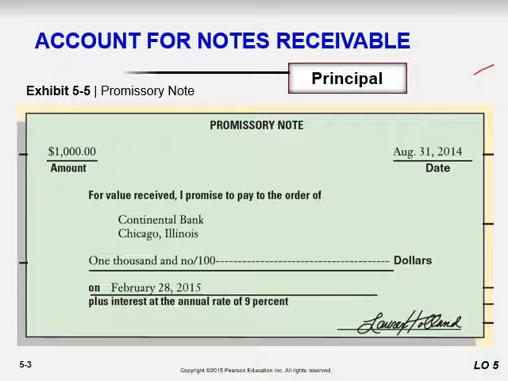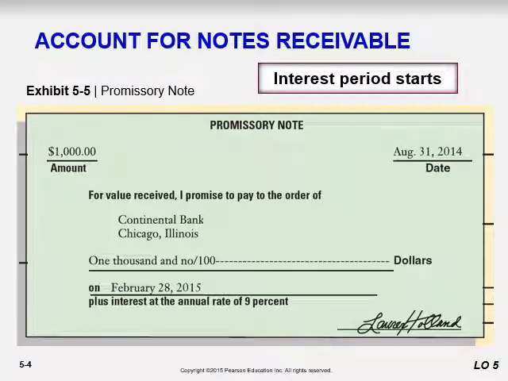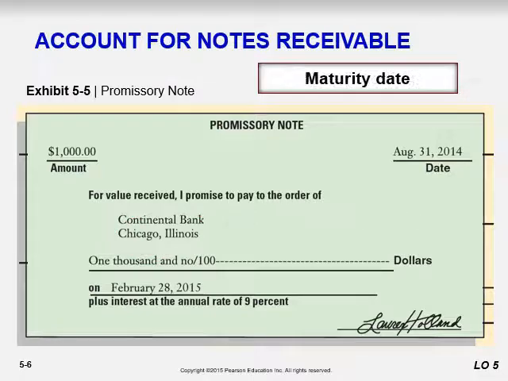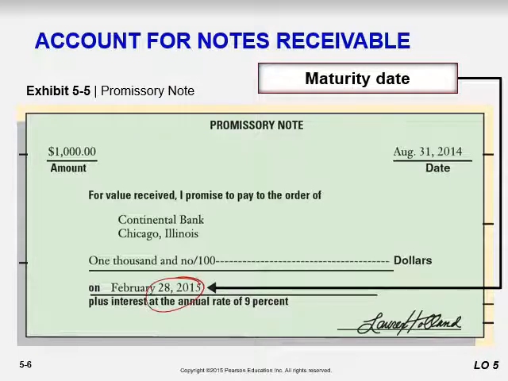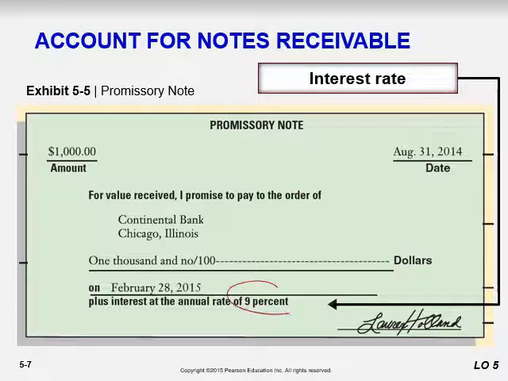So principal is the 1000, and the interest period starts from December 31st. The creditor or the payee is the Continental Bank from Chicago, and the maturity date, when it's going to be due, is on February 28, and the interest rate is given as 9%.